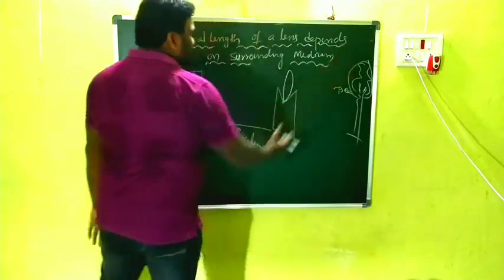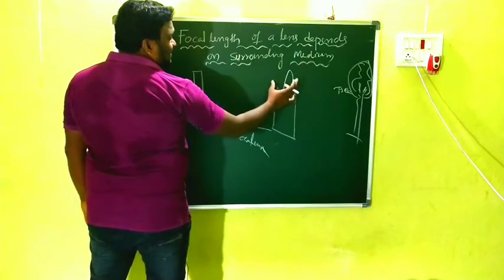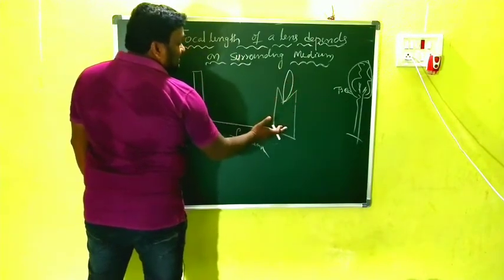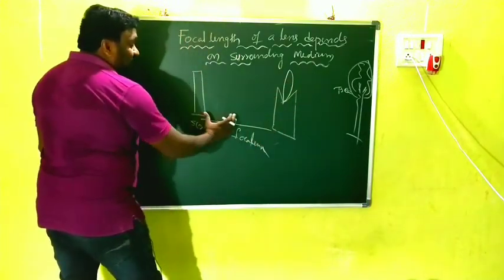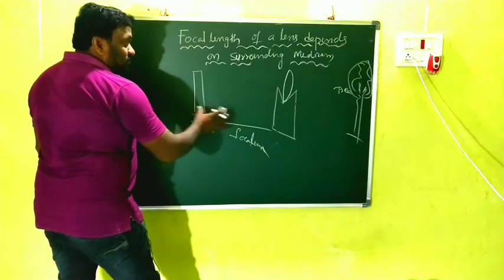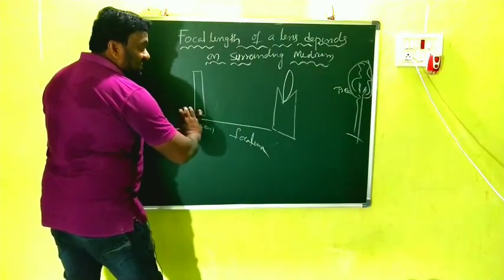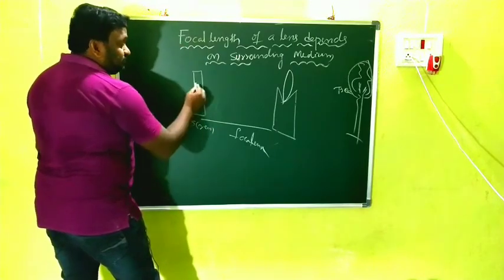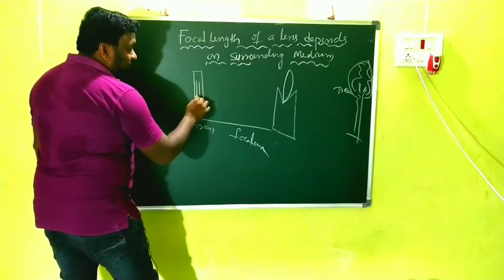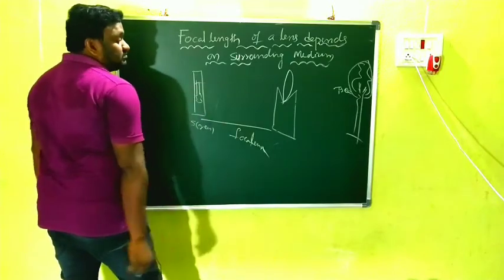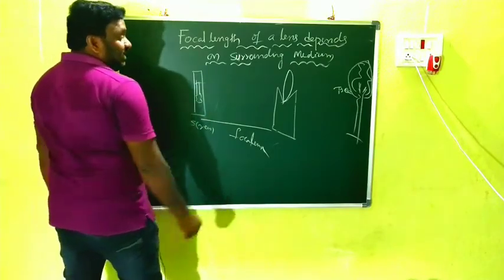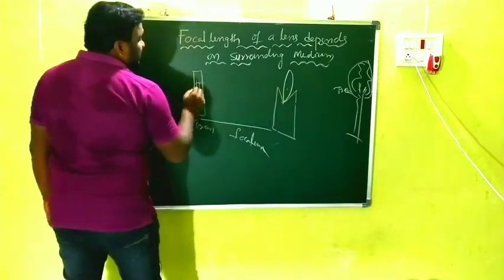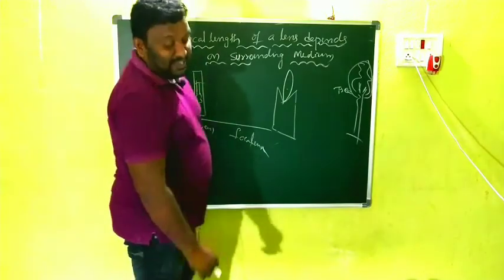Simply, in 3D, we are observing that the position of the lens is constant. After that, we have to move the screen from a long distance towards the lens, and at one particular position we will get an image. That image should be an inverted image. Now this distance between the lens and the screen is what we call the focal length.